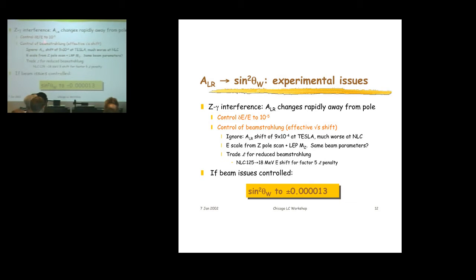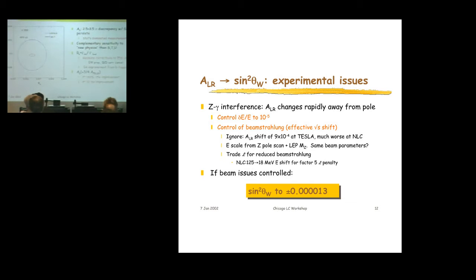If those beam issues can be controlled, then you really end up with a very nice measurement of sine squared theta W, essentially a factor of 15 more precise than we currently know it.